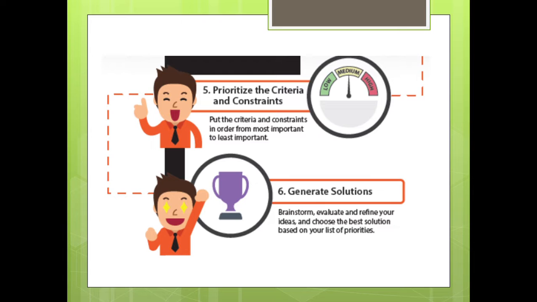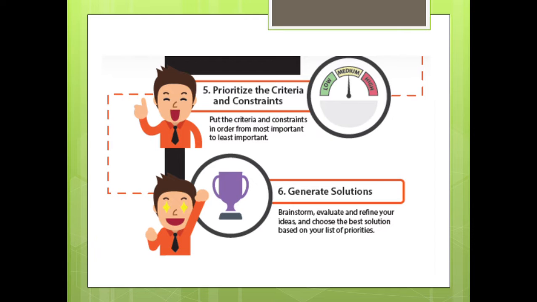And lastly, number 6, generate solutions. Brainstorm, evaluate, and refine your ideas, and choose the best solution based on your list of priorities. So it's necessary to take into consideration all of the steps you have followed so far in order to choose and generate the best solution for the problem you are analyzing.